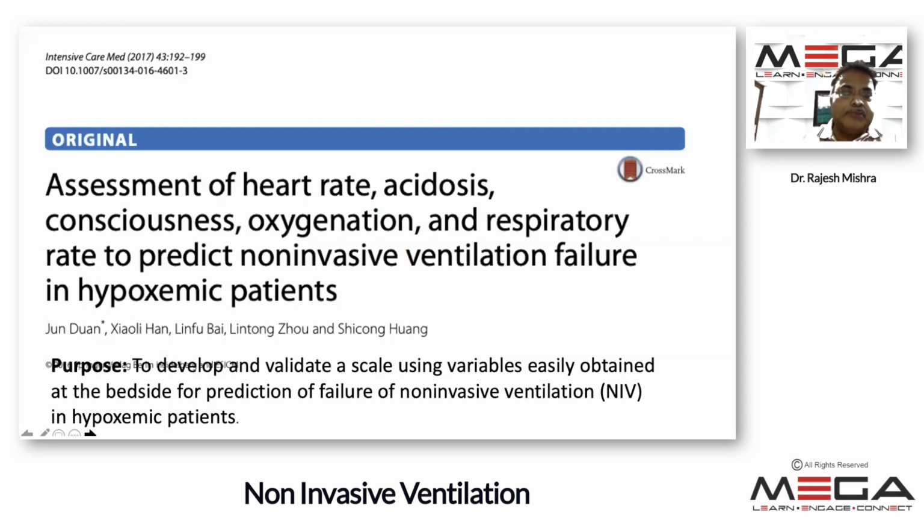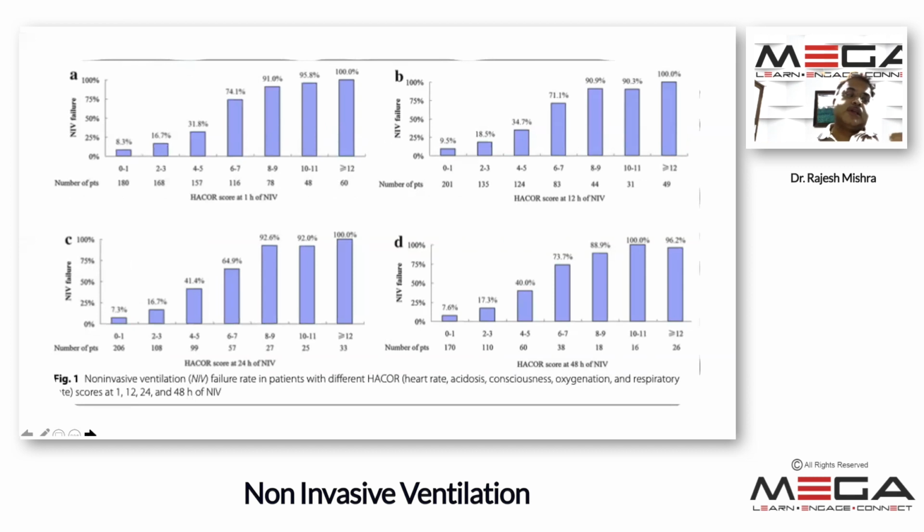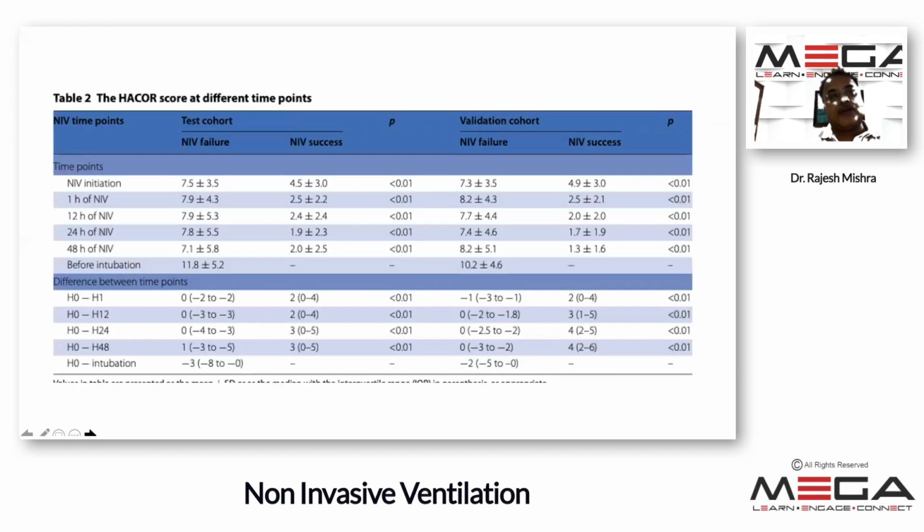This one is a score which predicts the possibility of high NIV failure. Scoring of heart rate, acidosis, consciousness, oxygenation, and respiratory rate combined together gives a 25 score, and this score has shown us that if the score remains less than 5, chances of NIV being successful even in acute respiratory failure are high. If the score at 1 hour, 2 hour, or 12 hour remains higher, the chances of NIV failure are high. And these are the patients who are predicted to need early intubation. That's what this trial has shown. And these are the patients who need additional support early.